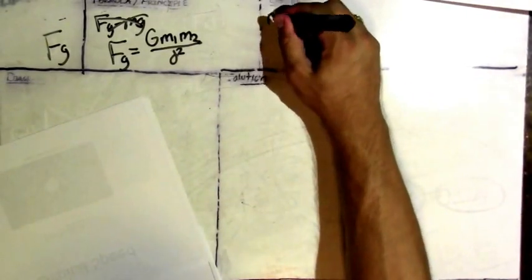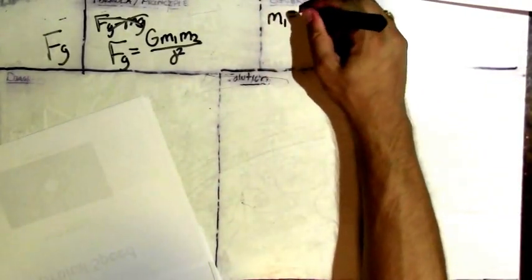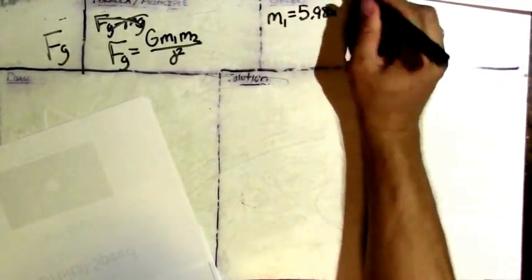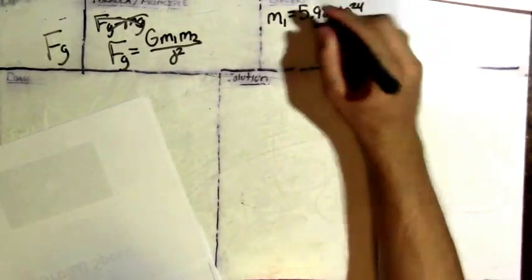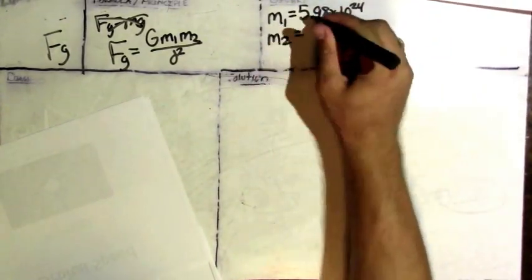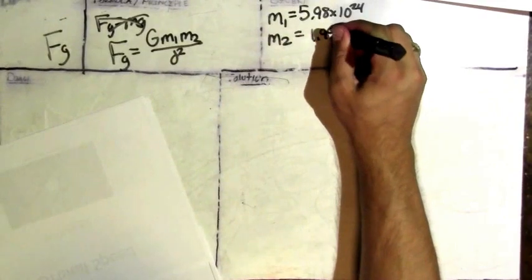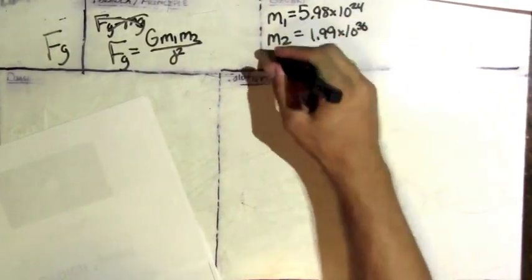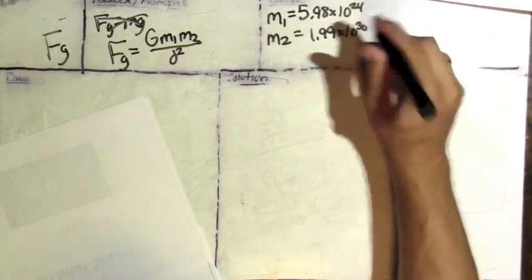So now we can get our given information. We were given the mass of the Earth. I'll call that m1. The mass of the Sun. And we were given the distance between the two.